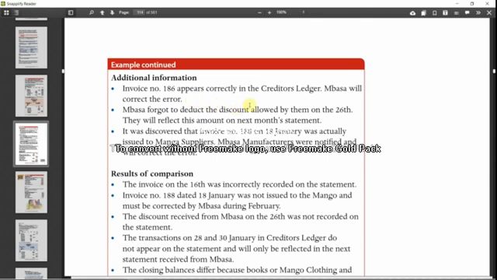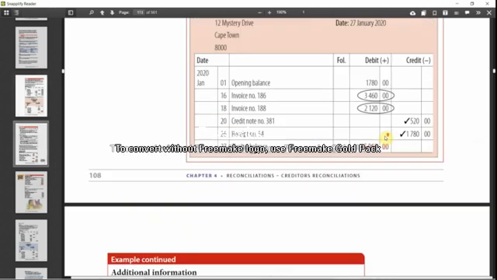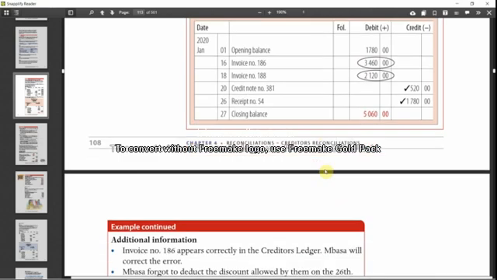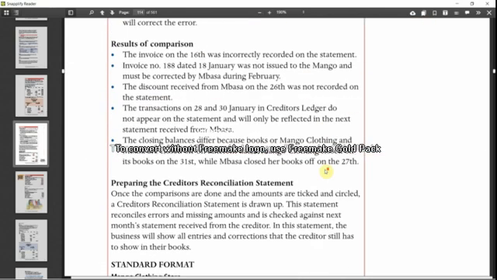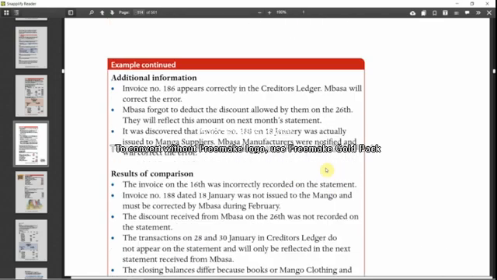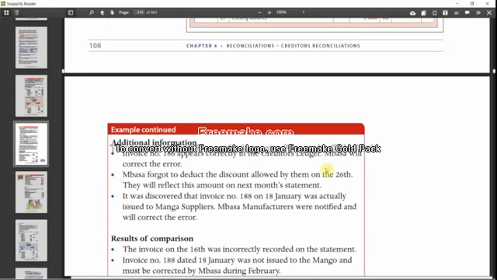Invoice number 186 appears correctly in the creditors ledger. So it's correct on our side. Mabasa will correct the error. So on our side, this appears correctly as 3460. On the other side, we will have to fix the error.